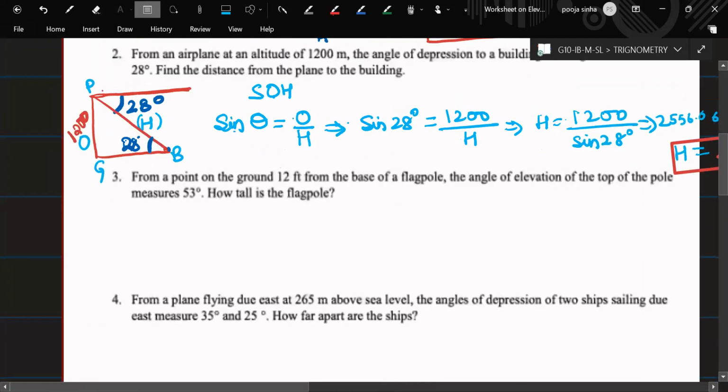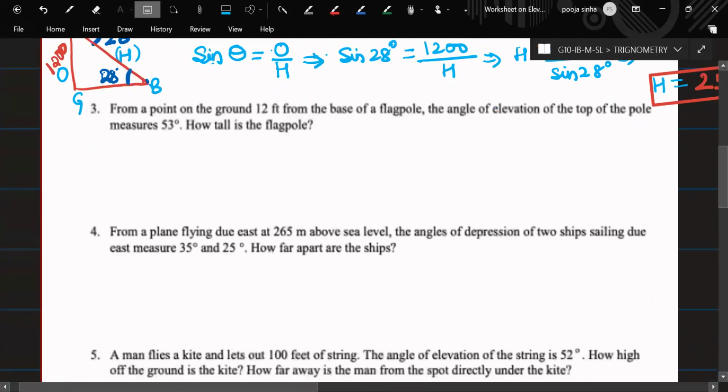Clear? This part is clear? Yeah. Now I'll read the third question, and you will also annotate your diagram on the screen. Can I just do it in my book first? Okay, you do it in your book and then send a picture to me.